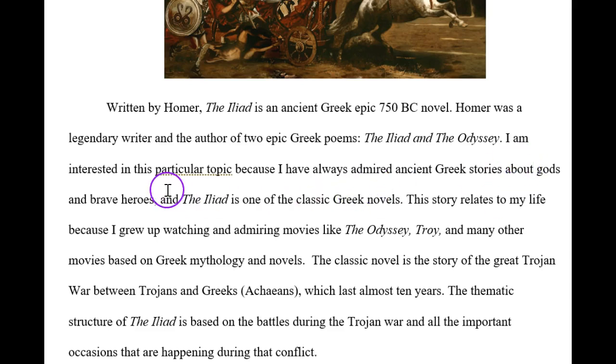I am interested in this particular topic because I have always admired ancient Greek stories about gods and brave heroes, and the Iliad is one of the classic Greek novels. You see how much better that sounds? Not all those jumbled words. And remember that the gods and goddesses are not capitalized. Let's go back to the submission.